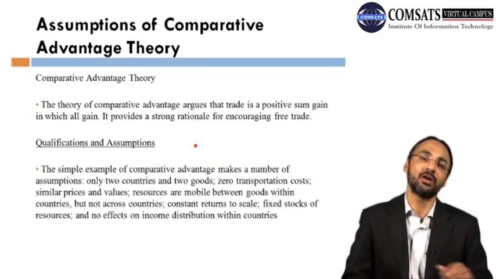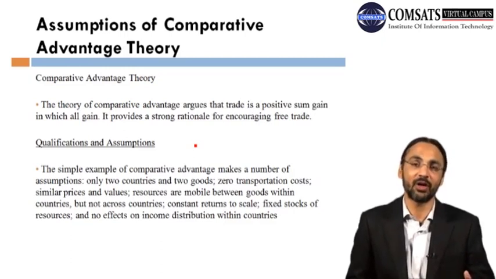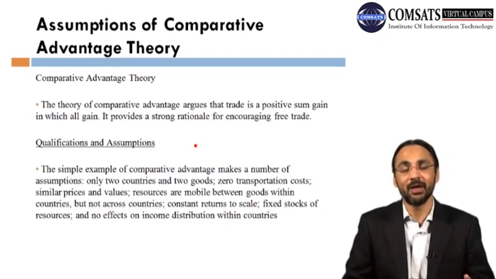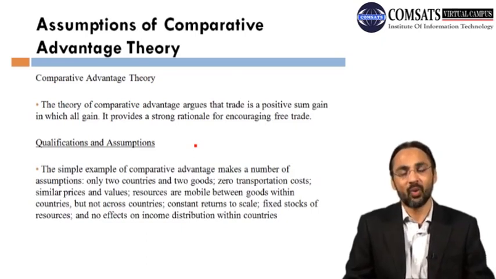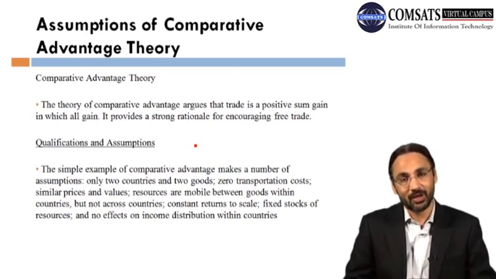When we apply this example in the real world, we have to see these assumptions the other way around. When we apply the comparative advantage concept in the real world, we see that there are not only two countries. There are a lot of countries across the globe, and there are not only two products. There are plenty of products that countries can swap with each other. Next is zero transportation cost.